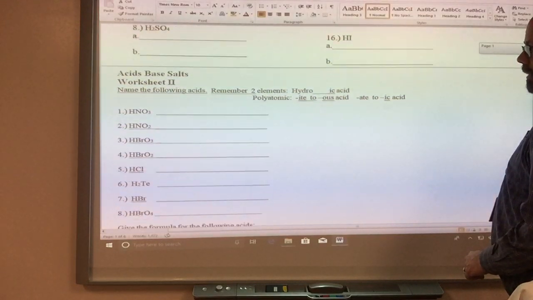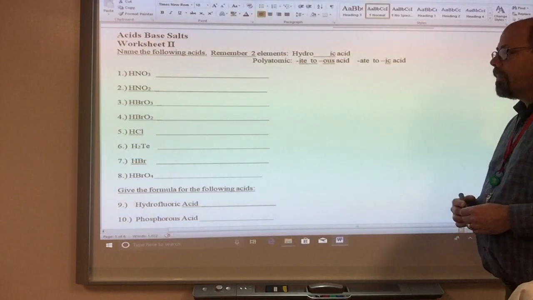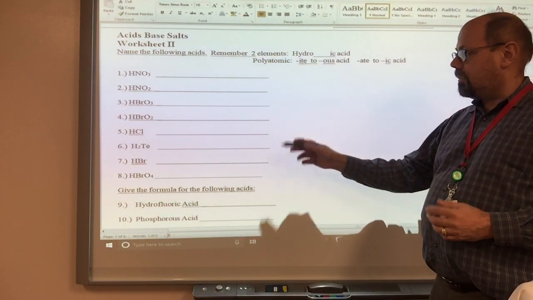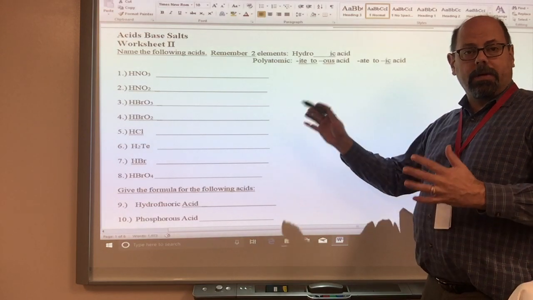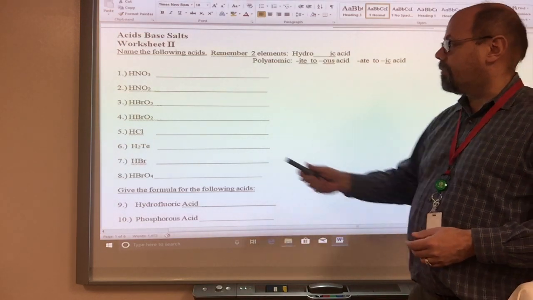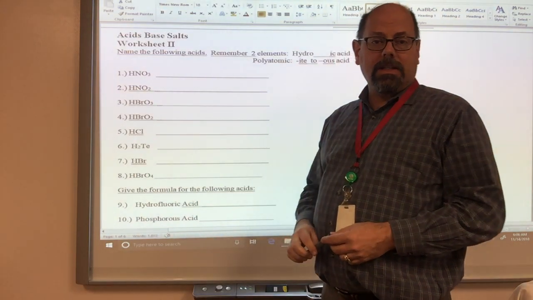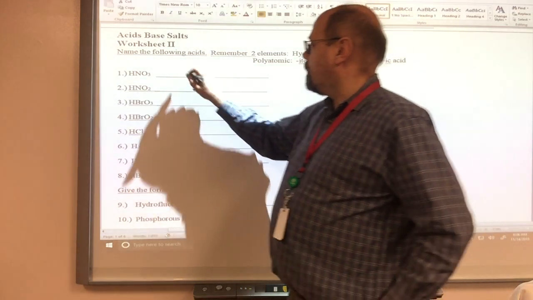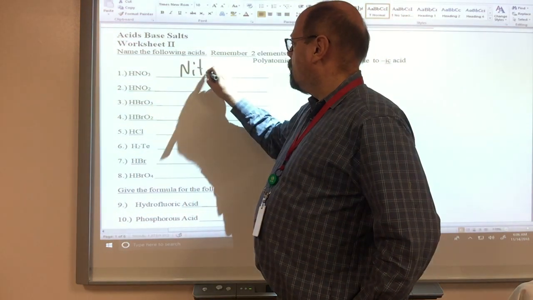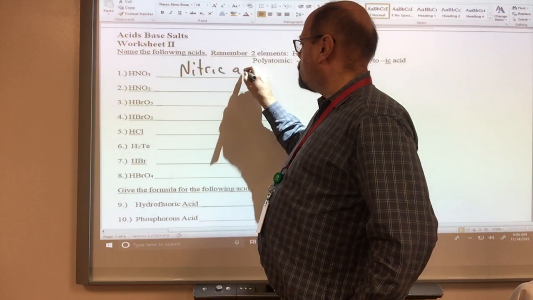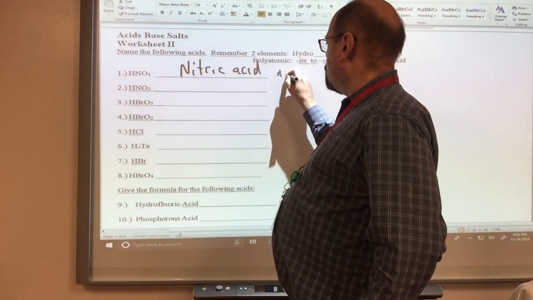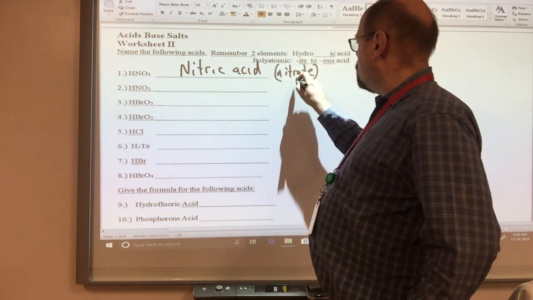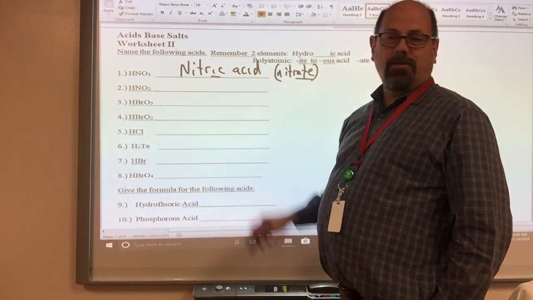Let's see. Here we go. In the naming section, I got a little more systematic. Here you're going to notice most of these either have one element with a hydrogen or it's a polyatomic ion. If it's a polyatomic ion, it's easy. You just look up the name of the polyatomic ion. NO3 is nitrate. Ate compounds go to ic acid. So instead of nitrate, it's going to become nitric acid. And that's because the polyatomic ion was named nitrate. This becomes nitric.